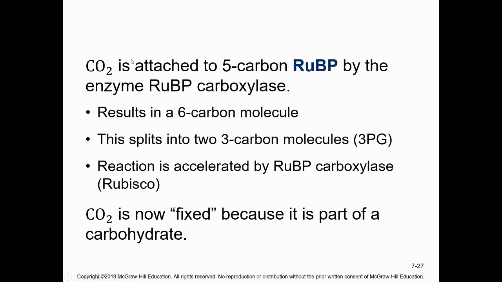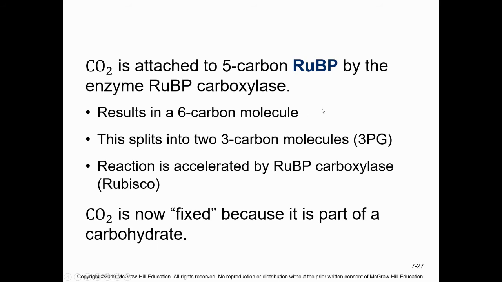So in the first one, carbon dioxide is attached to this molecule called RuBP, a 5-carbon molecule. Right? So RuBP, it's ribulose 1,5-bisphosphate. But we don't need to say all that, just remember RuBP. The enzyme RuBP carboxylase is what attaches this carbon dioxide. Remember, carbon dioxide came in from the atmosphere, and it's going to be attached to this molecule that is already out there in the stroma.